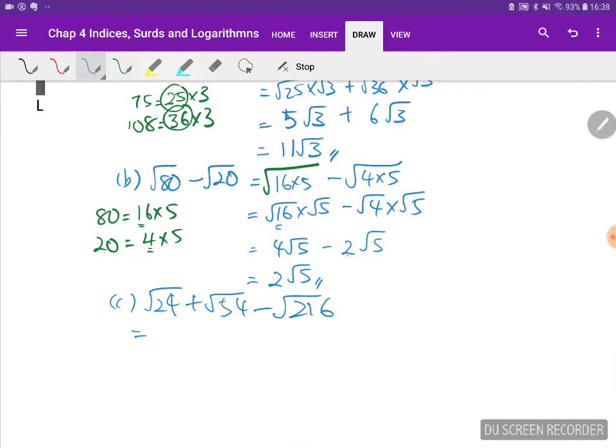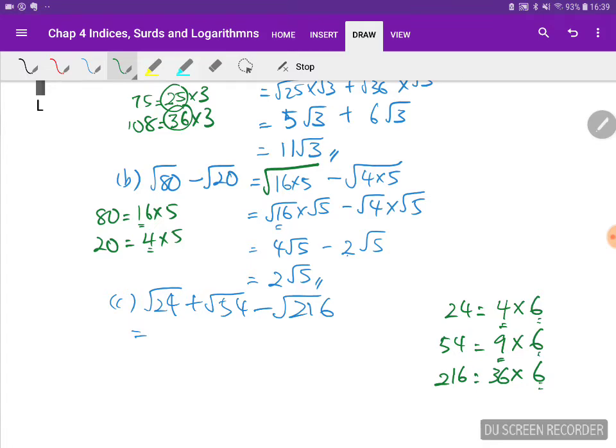Now let's see. Let's look at 24. 24 is equal to, wait, it's 4 times 6, right? So you have a perfect square there. 54 is equal to 9 times 6. And then 216 is 36 times 6. You can see that 6 is a common factor of all these three numbers.